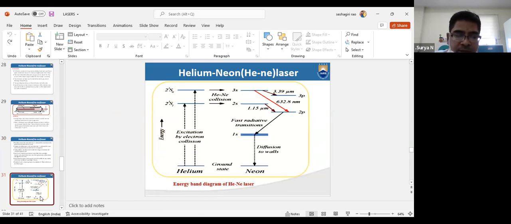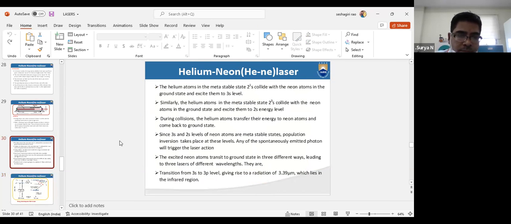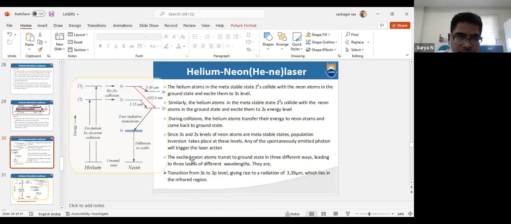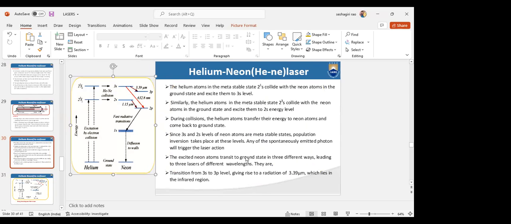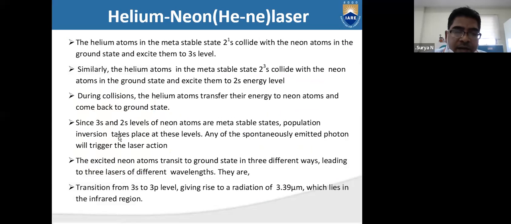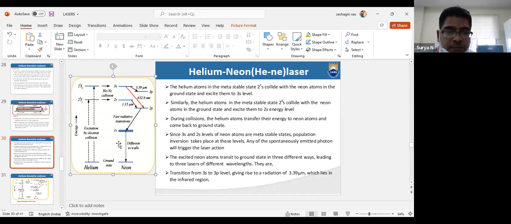See here. I'll show you simultaneously. Can you see? Can you see now? Can you see on the screen? Yes, sir. Can you see the energy level diagram and helium neon laser working both simultaneously on one slide? Is it visible? Yes, sir.